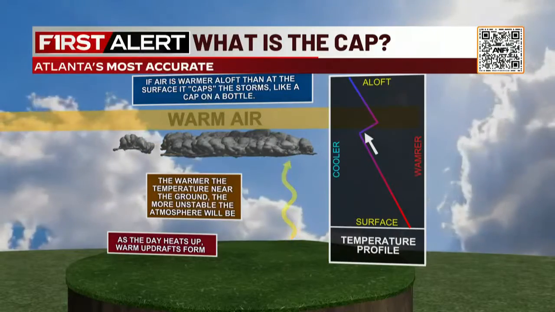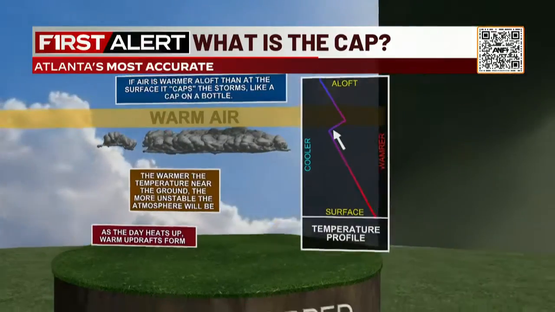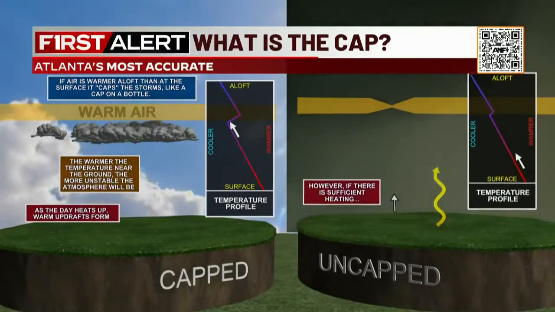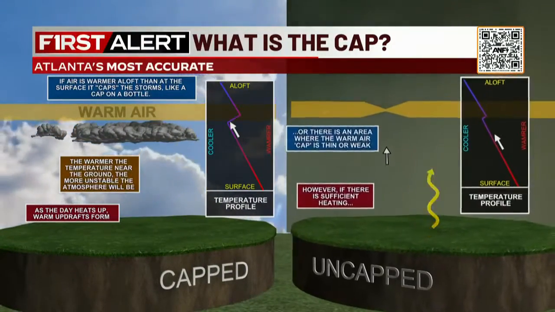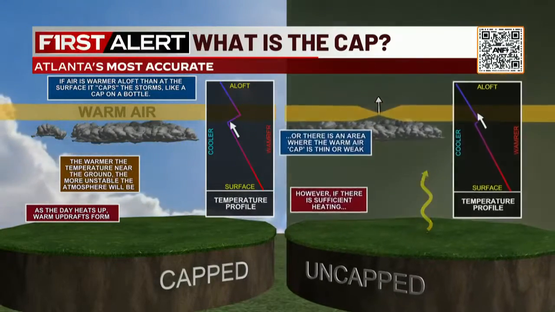Like on a day like today, instead of it being 85 and sunny at the surface, it's 70 and cloudy. So there's not a big difference in temperatures between the ground and the clouds. That means that the atmosphere is capped. It's completely stable.